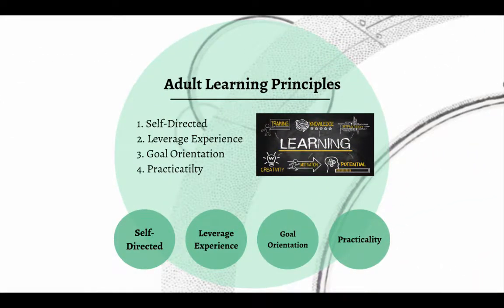There are 4 main adult learning principles. Self-directed. Participants want to be actively involved in the training process and will assume responsibility for choices. They want to make their own decisions and to contribute to the learning process. Second, leveraging existing learning and experience. It is important to connect the past experience of participants with current knowledge and options.